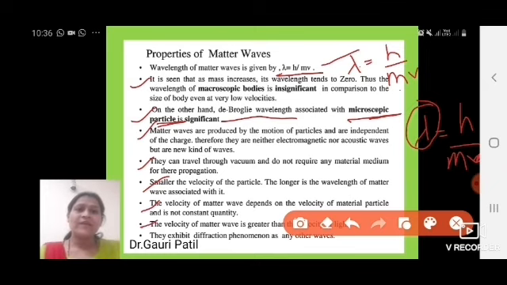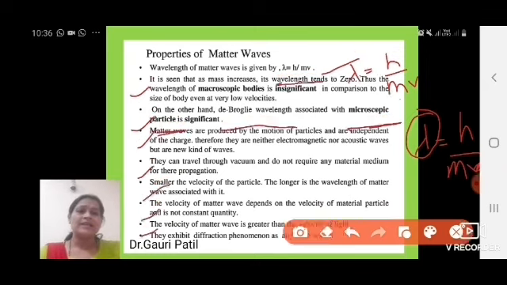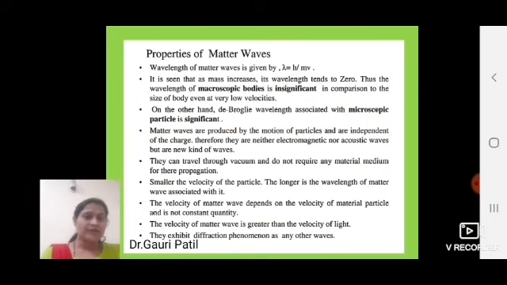Then the next one is that the velocity of the matter wave is greater than the velocity of light. This is an important thing. Then matter waves exhibit the diffraction phenomenon like any other waves.